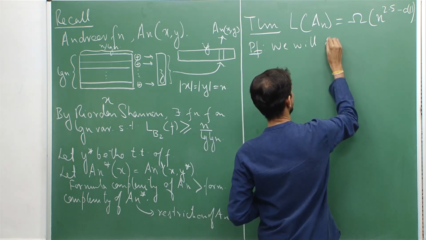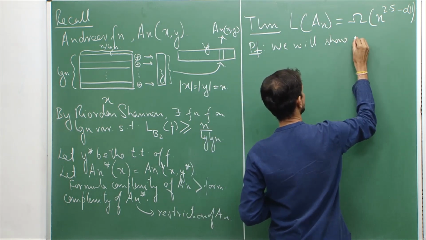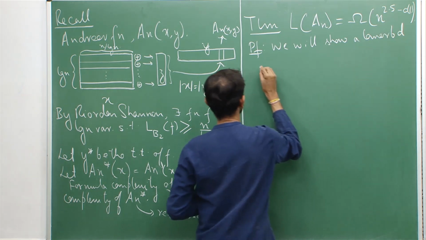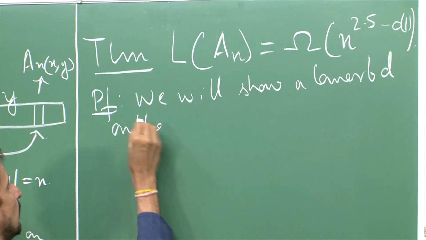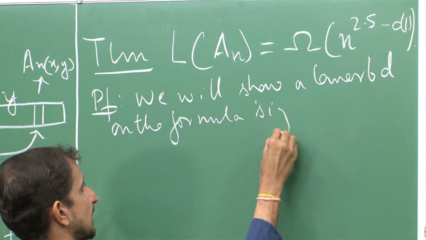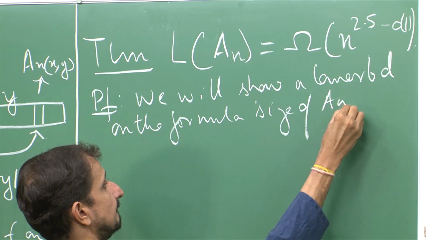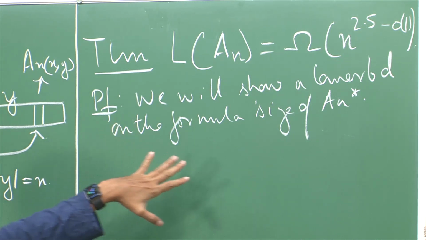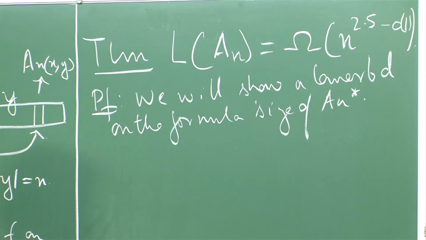So, that is what we are going to show: we will show a lower bound on the formula size of A_n star, and that will give us this bound.